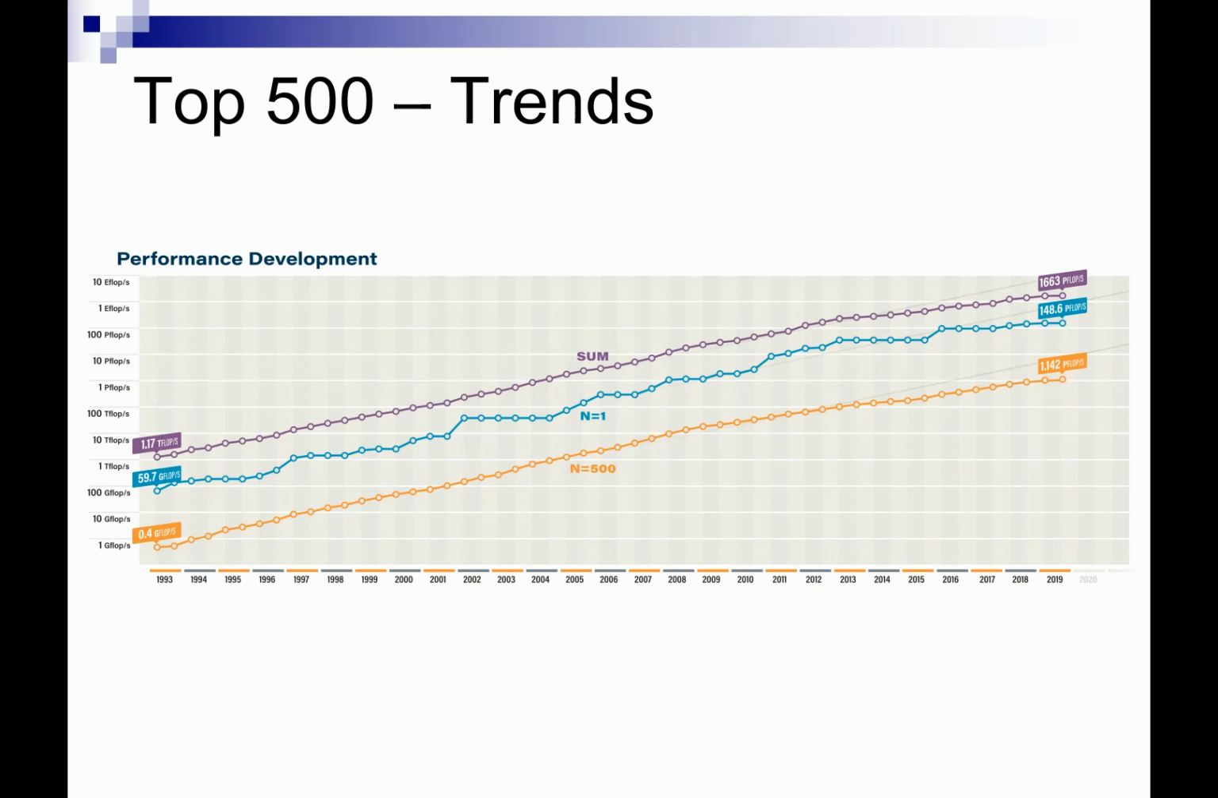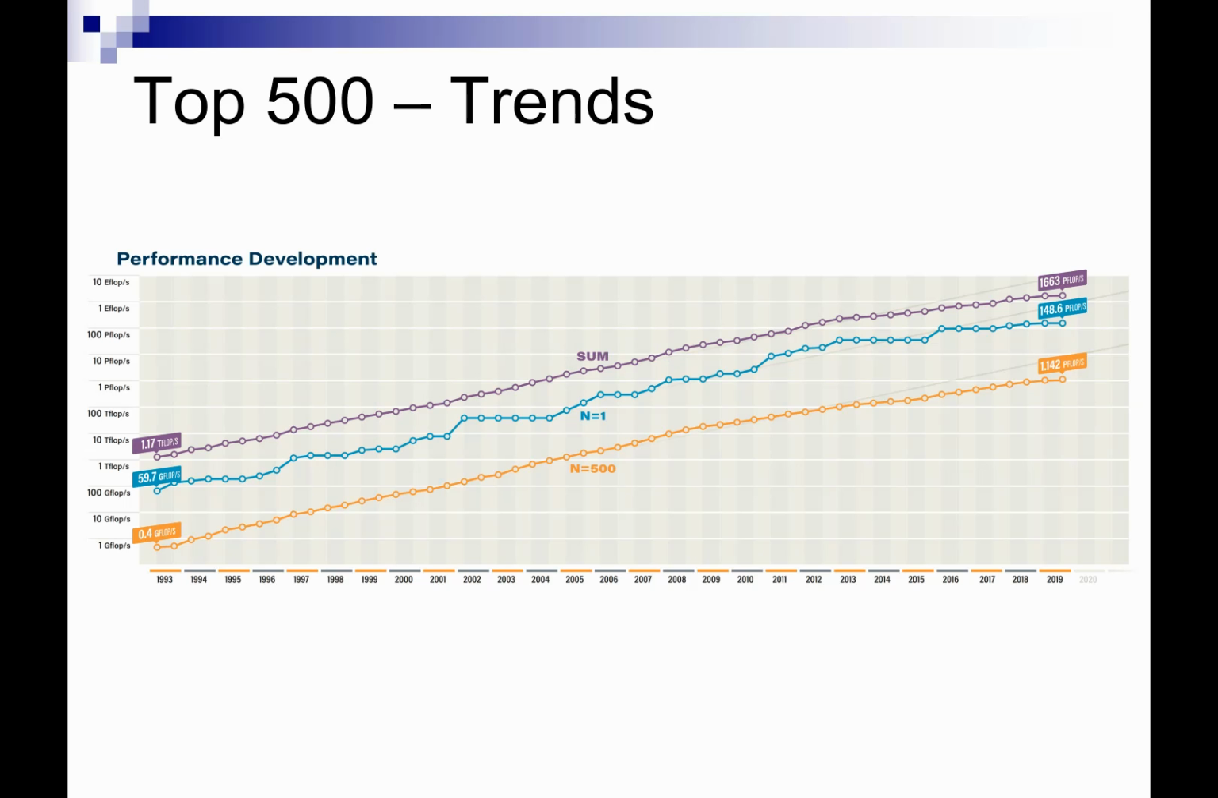And finally, the purple line is the sum of the performance of all of the 500 computers in the list. You can see that if you add up all 500 computers, you get about 1,600 petaflops, or roughly 10 times the performance of the fastest computer.